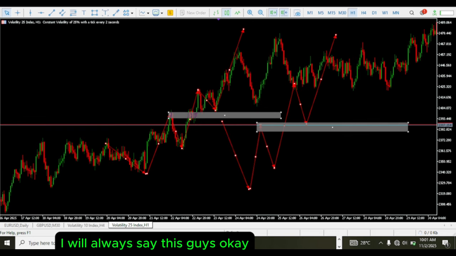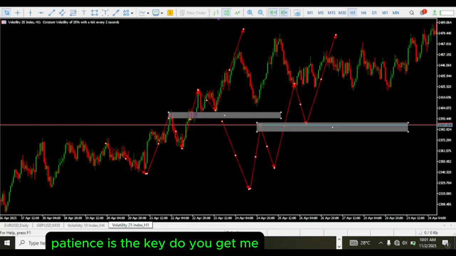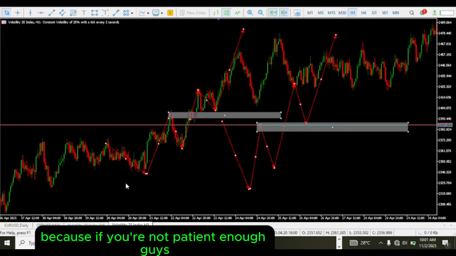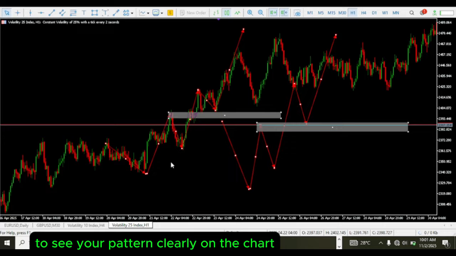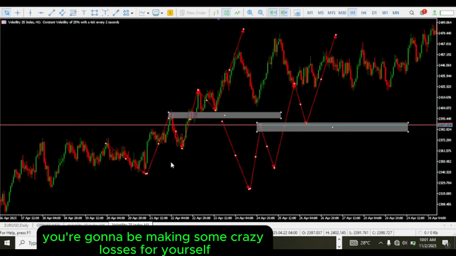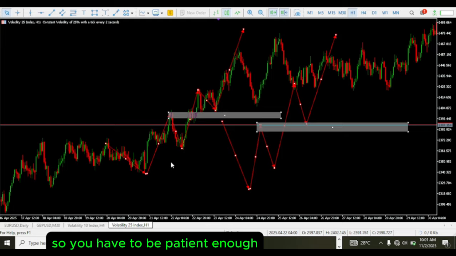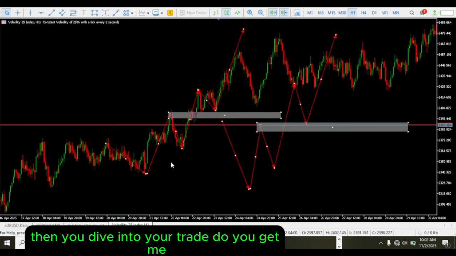I will always say this, guys. Patience is the key in any market you trade in, guys. Patience is the key. Do you get me? Because if you're not patient enough, guys, to see your pattern clearly on the chart before you execute your trade, you're going to be making some crazy losses for yourself, and it makes no sense, guys. So you have to be patient enough to see the pattern clearly. Once you see it clearly, then you dive into your trade.